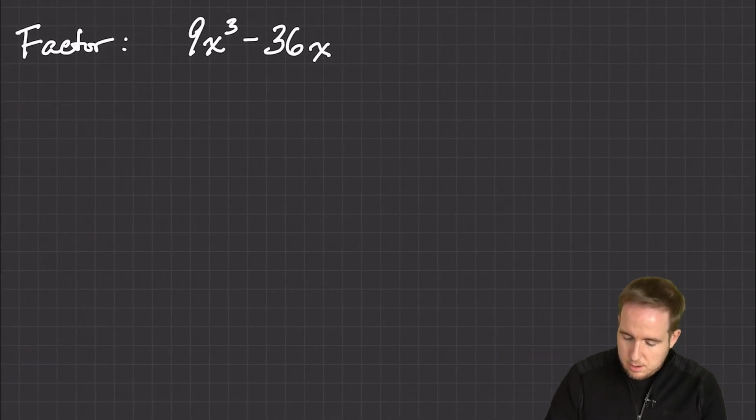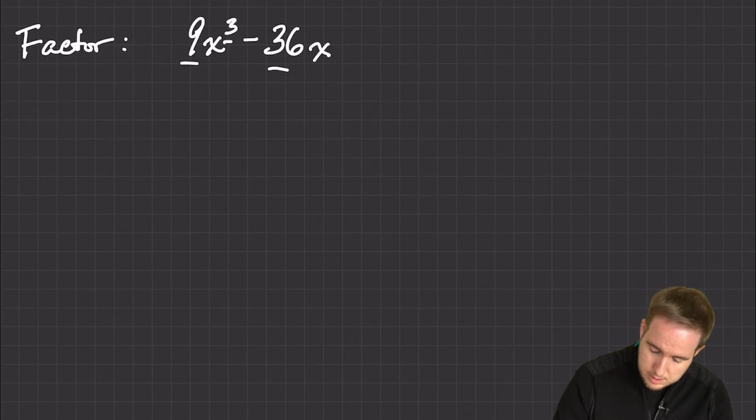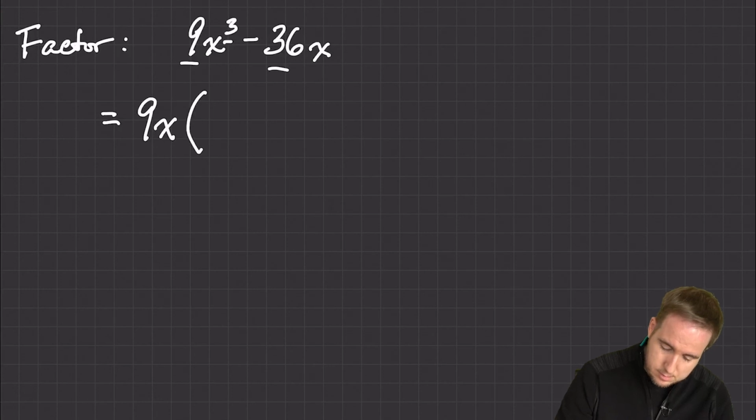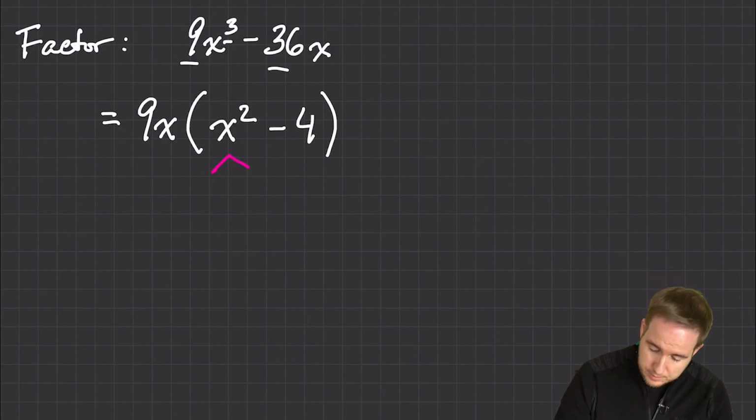Okay? All right. So this one seems at first to not work because this is not something squared. This is something cubed. But hold on. Both of them have an x, and also both of these are divisible by 9. So I can first do common factoring. And 36 divided by 9 is 4. And now it works. This is x times x. This is 2 times 2.